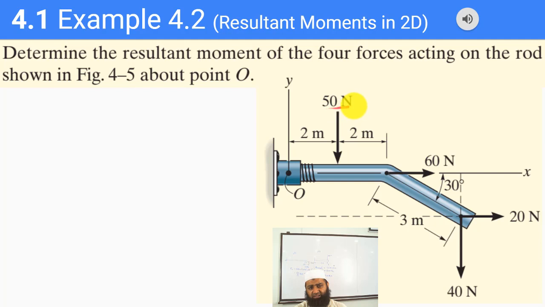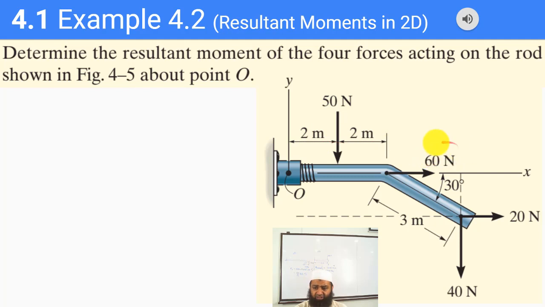This is the easiest to calculate the moment. We can simply say that the moment of this force is 50 newtons times the perpendicular distance, and the perpendicular distance here is 2 meters. So the moment due to this force is just 50 times 2, which is 100 Newton meters.